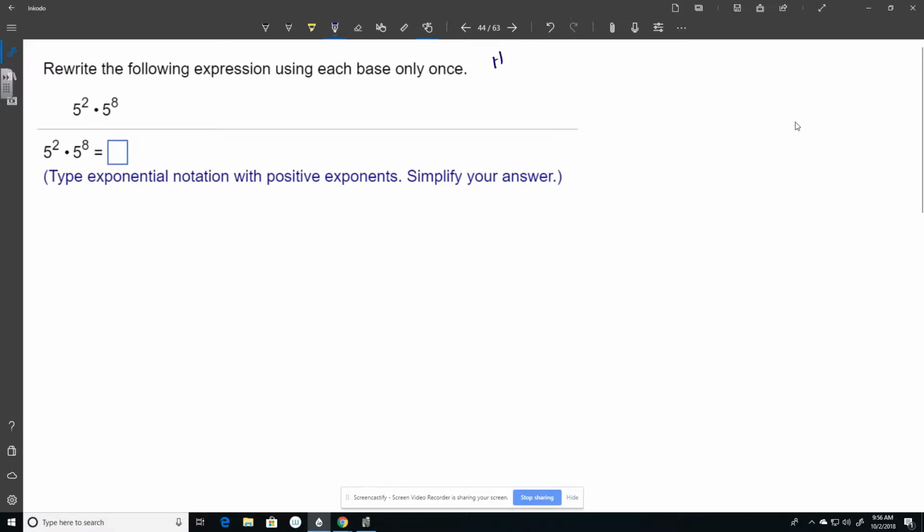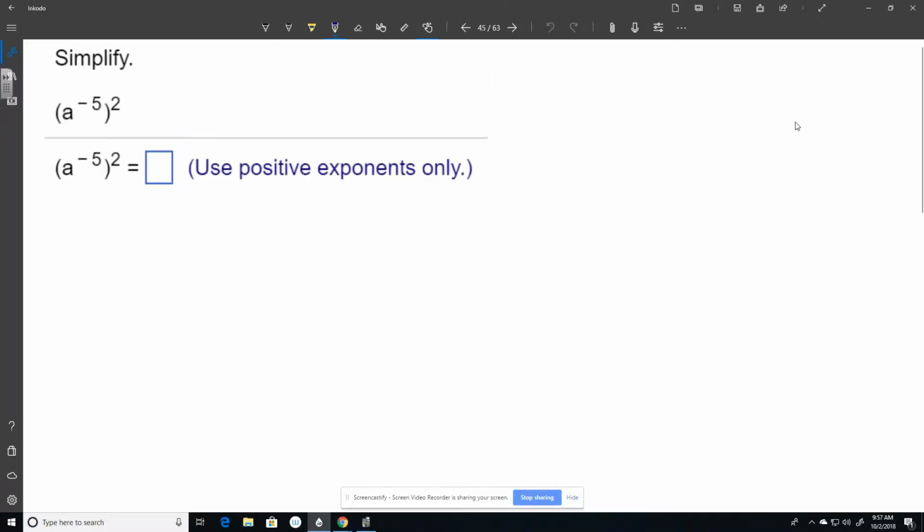So number one, first thing that you need to know, how to rewrite the following expression using each base only once. So 5 squared times 5 to the 8th. Please don't plug that in the calculator. It wants you to write this in exponential notation. So because they both have a base of 5, we can combine these. And the 2 and the 8, we actually add those together. So 5 squared times 5 to the 8th is just 5 to the 10th power. Something that you should all be pretty good at this point.